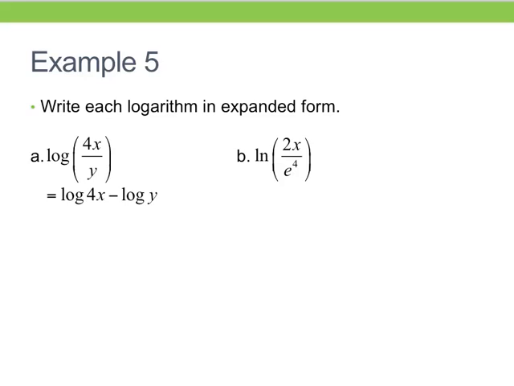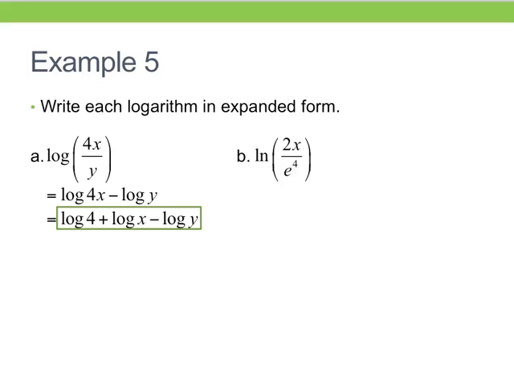Now we still have a product, right? 4 times x. So we're going to expand this even further. Remember the product law, you're going to add 2 logs together. This is log of 4 plus log of x minus log of y. And that's as expanded as we can get this. All right, let's look at the second one. We have ln of 2x over e to the 4th.